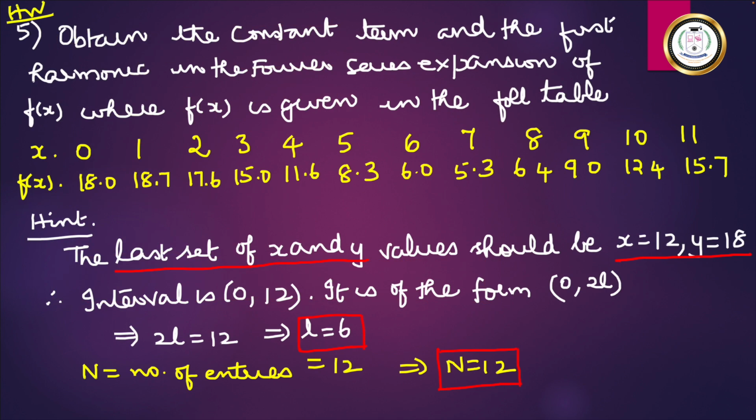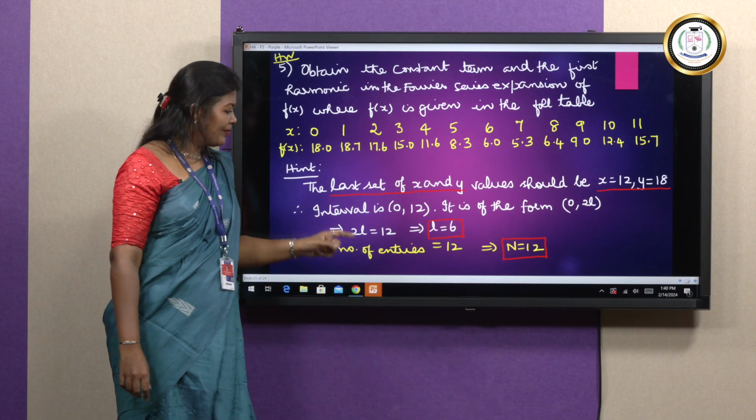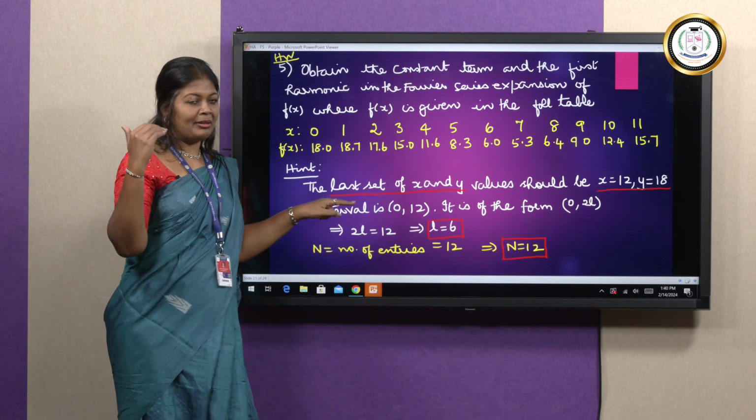This is again one problem where the last value is not repeated. So 0, 12 will be your interval. So 2L will be 12, so L will be 6, okay. So it's kind of similar to the second problem that we saw.